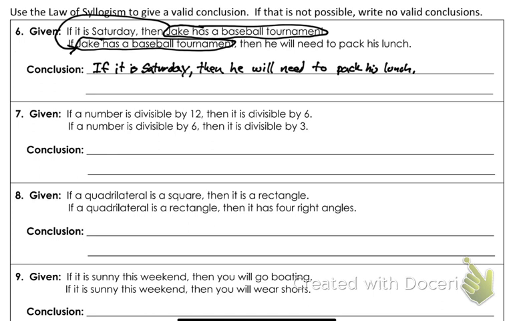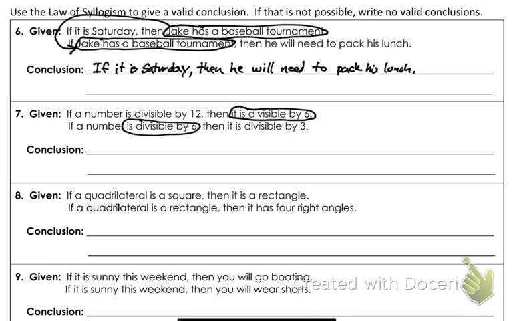So our first statement is, if a number is divisible by 12. So our hypothesis is a number is divisible by 12. But for the law of syllogism, I care about the conclusion. So let's circle that: it is divisible by 6. Our job with the law of syllogism is, does the next statement start off with a number being divisible by 6? Yes, it does. It says if a number is divisible by 6.